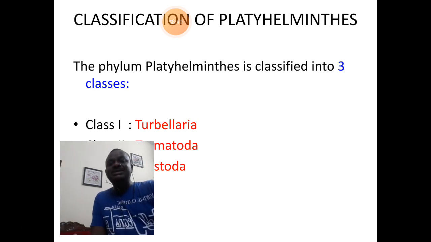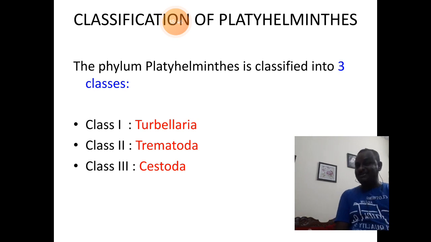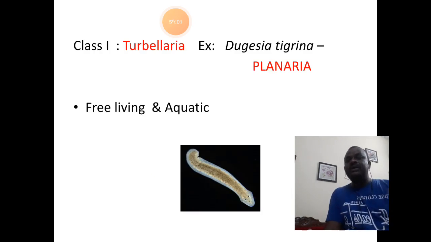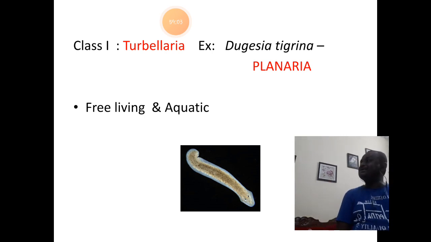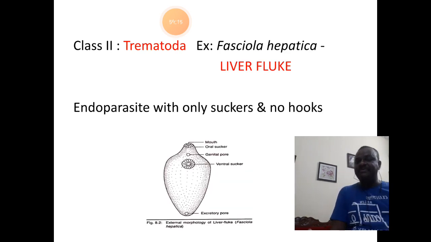So with that we are completing the general characters of phylum Platyhelminthes. Coming to the classification of Platyhelminthes, there are majorly three classes: Turbellaria, Trematoda and Cestoda. Turbellaria includes organisms that are free living and aquatic. It includes the example of Planaria, which is scientifically called Dugesia tigrina. That is the scientific name of Planaria.